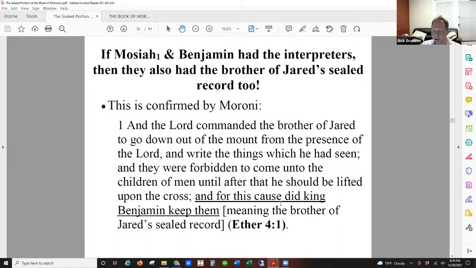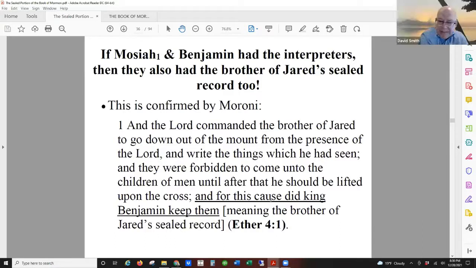There was no apparent contradiction. Orson Pratt assumed that because the brother of Jared's record was probably on the 24 plates, this was an apparent contradiction, so it was changed. But I'm arguing tonight that there was no need to change this, and that it was correct the way it was written. Does that make sense? Did I confuse anyone on that?